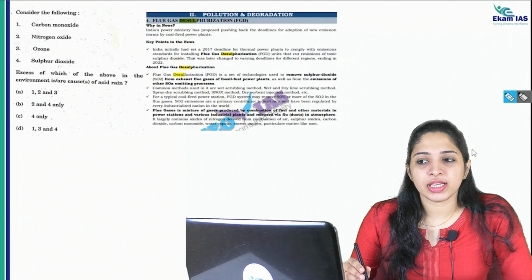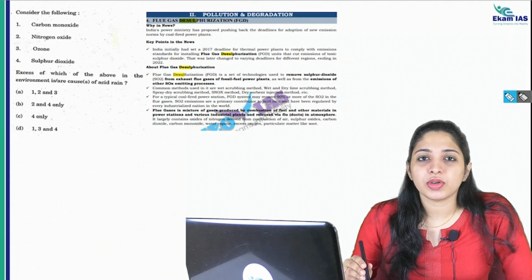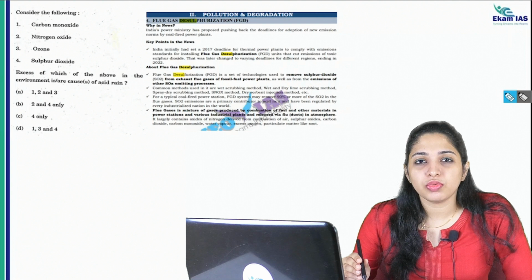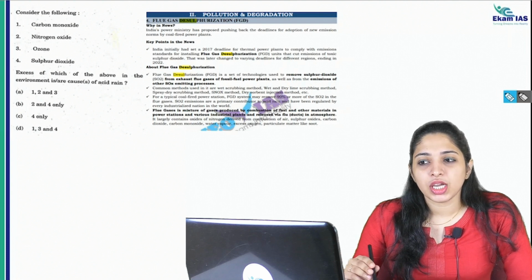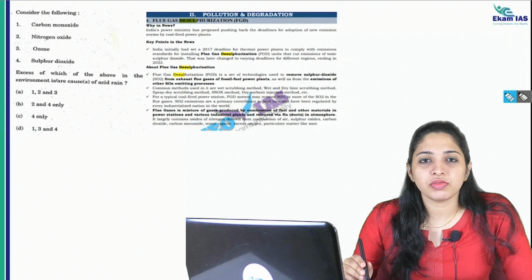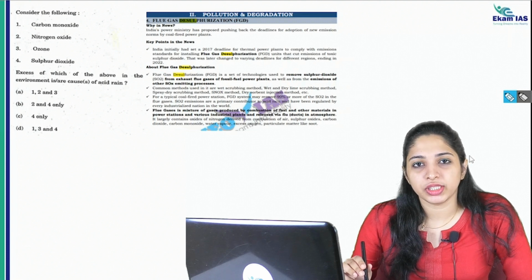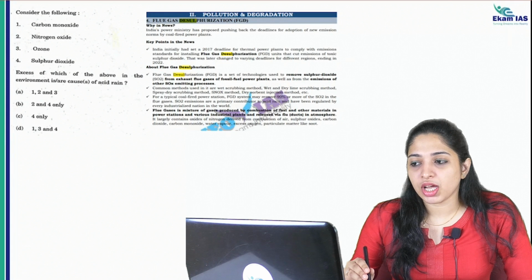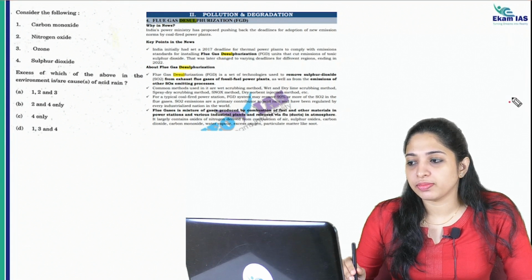Let's see. Flue gas desulfurization was in current affairs. Recently, India's Power Ministry has proposed a deadline for the adoption of a new set of norms for coal-fired power plants. The installation of flue gas desulfurization technology will help us reduce the emission of sulfur dioxide into the atmosphere. As of now, India is the largest emitter of sulfur dioxide in the world. In our prelims test series, we have asked 2 questions about acid rain.